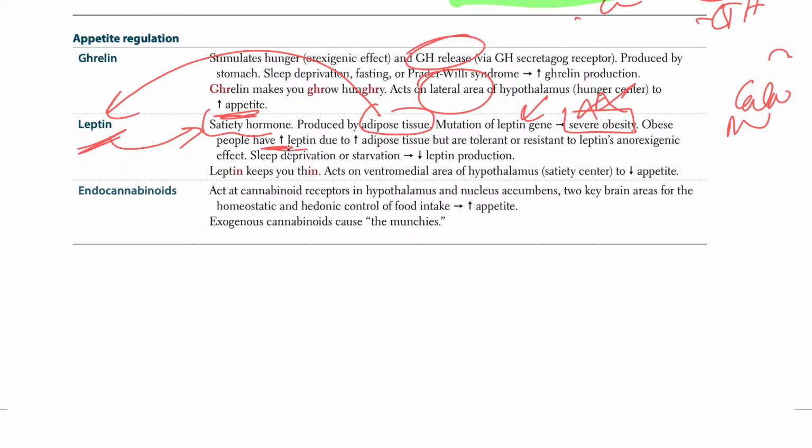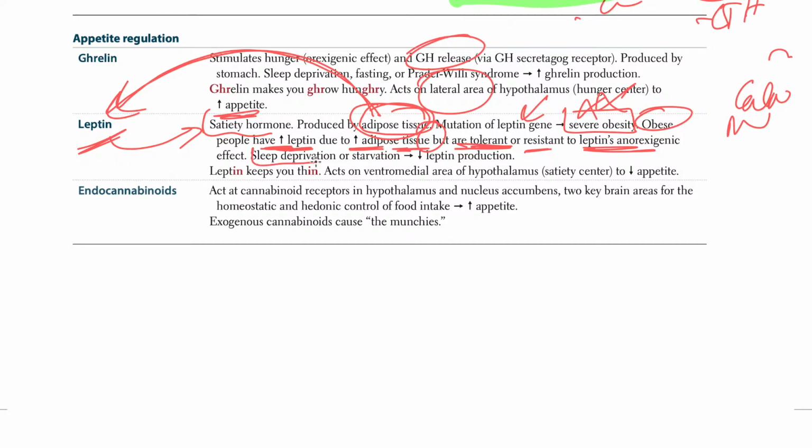Obese people will have an increase in leptin due to increased adipose tissue. First of all, two things: obese people have an increase in adipose tissue, and that increase in adipose tissue increases leptin, but they become tolerant. When you have a high level of something, the body gets tolerant to it. There are no more receptors for it. So the body becomes tolerant or resistant to leptin's anorexigenic effect, which is basically satiety.